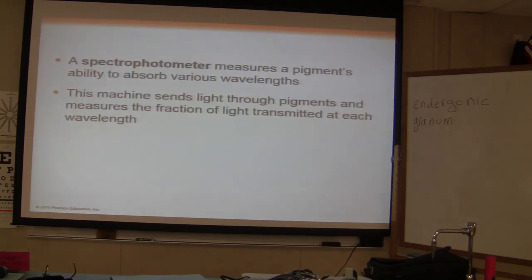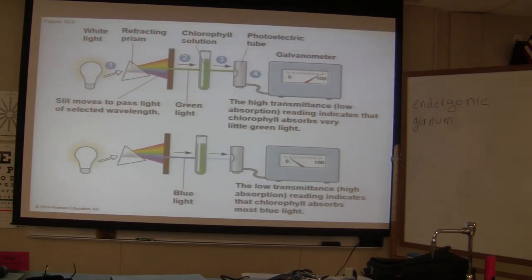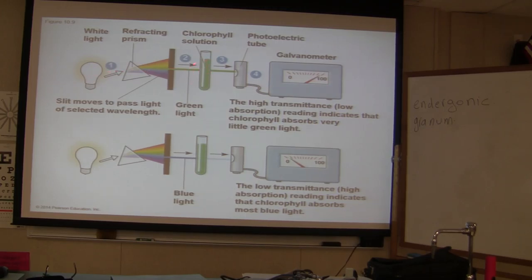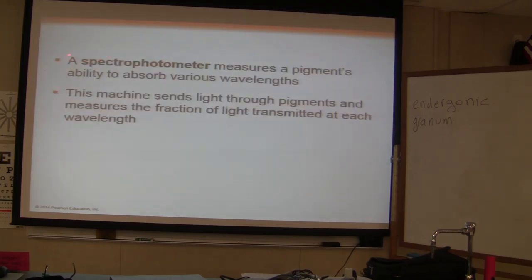Let's go over this one. You're going to deal with this machine today, the spectrophotometer. Light passes through, and whatever it absorbs, and it reflects some kind of light, and then it measures it and gives you a reading. That's what a spectrophotometer is. It measures the pigment's ability to absorb various wavelengths of light. We have three of them. I think we only use two of them today, and I'll tell you what to do. I'm in the lab, let's work it together.